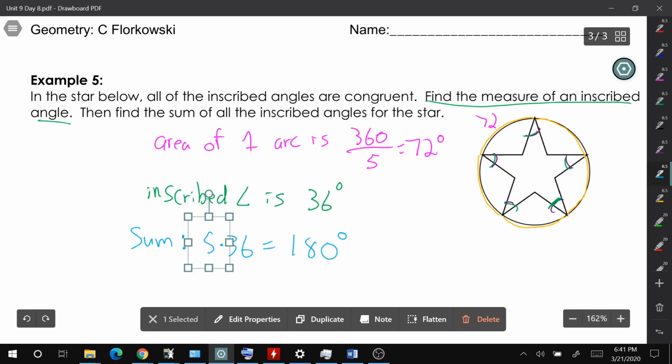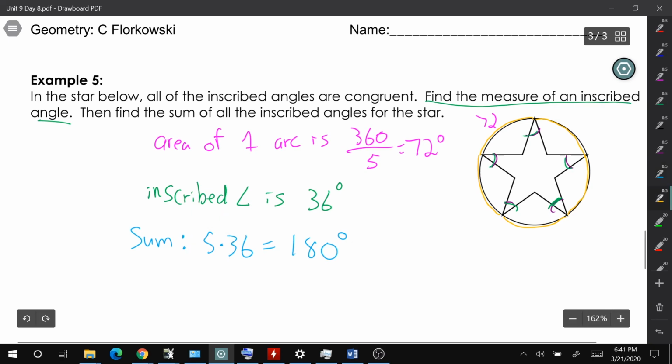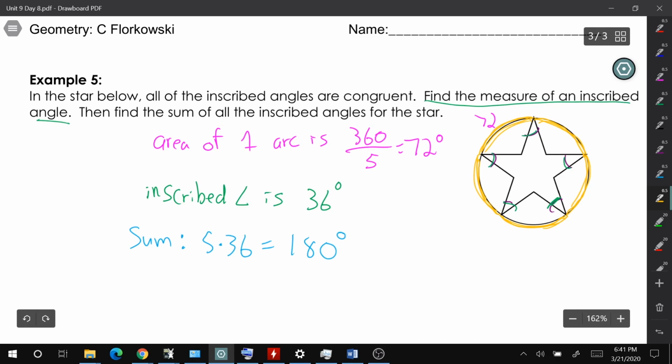Or you could have said, well, all these inscribed angles, if you look at their corresponding arcs, you get the whole circle, and the whole circle adds up to 360 degrees, so all the inscribed angles need to add up to half of that, or 180 degrees. So either way is okay.